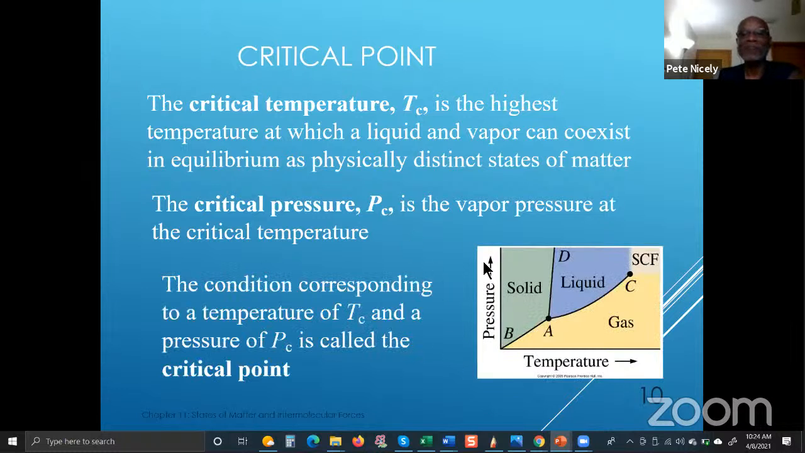So if you look at a plot of pressure versus temperature for any substance, you'll get this sort of diagram. We're going to talk about this in more detail, but at this point, I want to highlight what is called the critical point. The critical point is this point right here in this diagram, beyond which you cannot tell the difference between the liquid state and the gaseous state. And we call any state above that point the supercritical fluid, SCF, all right?